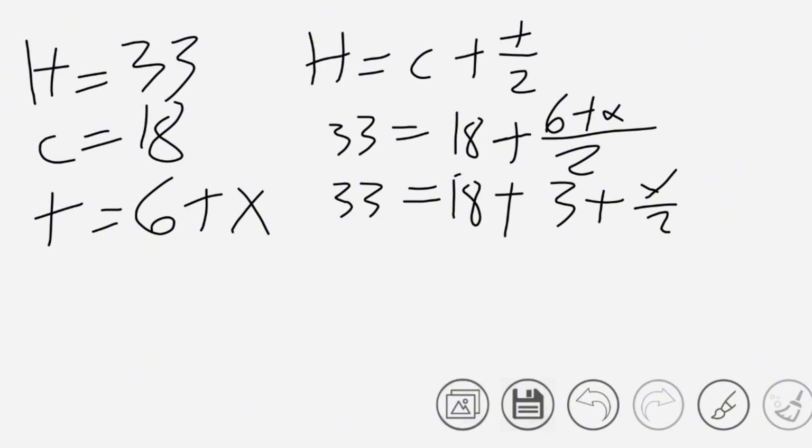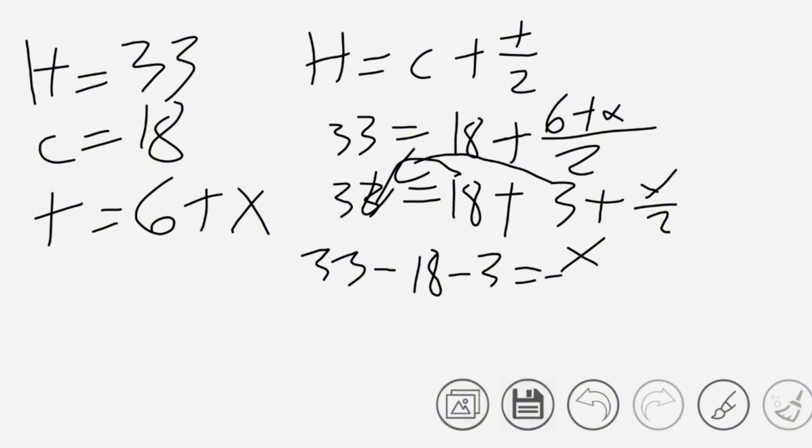And to do that, we have to transpose the 18 to the left side, transpose the 3, which so far will have 33 minus 18 minus 3. Don't forget to change the sign. Will be equal to x over 2. Now in this case, to remove the denominator of x, we have to multiply both sides by 2. But let's just solve for the left side first.